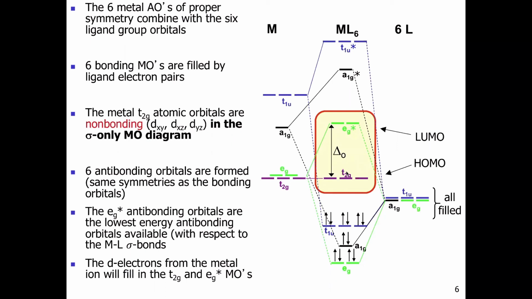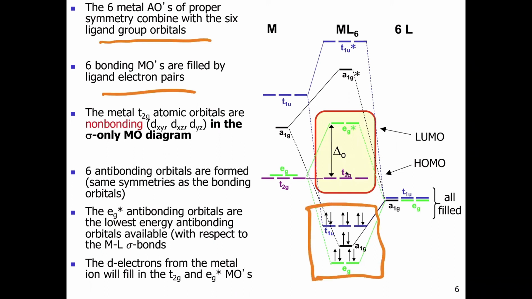Okay, to summarize the complete ML6 sigma-only bonding picture, let's just come up with a few summary statements to simply describe everything that we've already covered. So the 6 metal atomic orbitals of proper symmetry combined with the 6 ligand group orbitals. And then, of course, the 6 MOs are going to be filled by the ligand electron bonding pairs. So those are all in the box down here at the bottom.